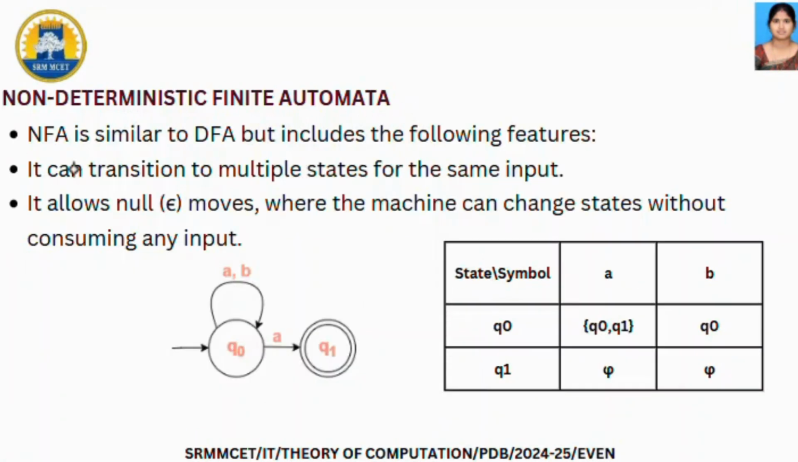Non-deterministic finite automata. NFA is similar to DFA but includes the following features. It can transition to multiple states for the same input. Here, Q0 using the input A transits to Q0 as well as Q1. It allows null moves, where the machine can change state without consuming any input. But in a DFA, using the input A, there may be only one transition. Here, I have represented the transitions of this given diagram in this transition table.